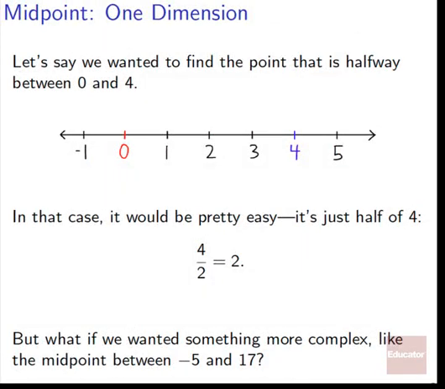Let's say we wanted to find the point that's halfway between 0 and 4. That seems pretty easy, right? Halfway between 0 and 4, well, there's 0, click over, oh, hey, look, it's 2, right? It's just half of 4. 4 over 2 equals 2. But what if we wanted something a little bit more complex? Like we wanted to figure out the midpoint between -5 and 17. What point is halfway between those two?